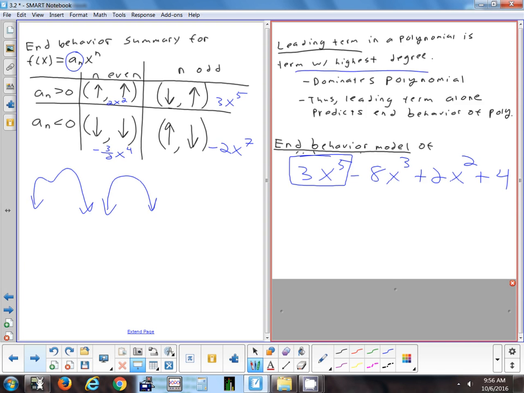So, if you see a problem that asks you for what's called an end behavior model, write the term with the highest degree. And that's it. Okay? So, term with highest degree. That's called an end behavior model. Forget about everything else.